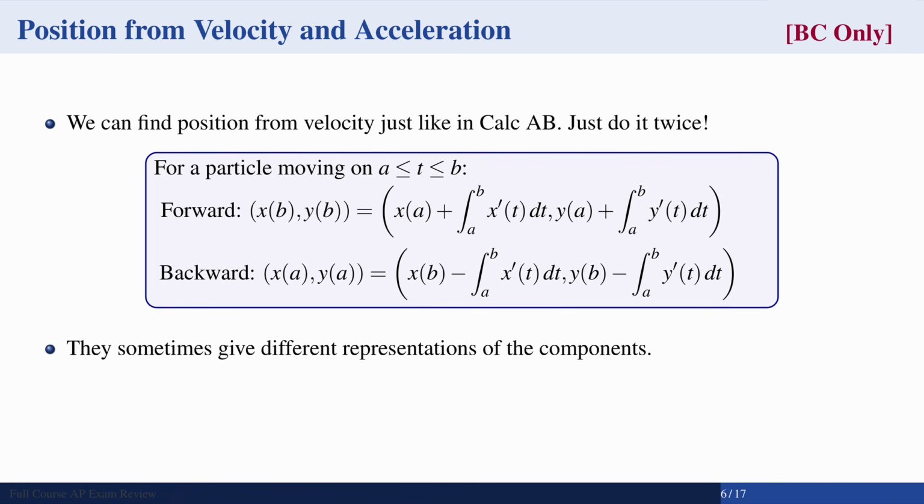I will say they also sometimes give different representations, so maybe they'll give you the actual graph of x, but then they'll give you a table of values for y prime, and they ask you to do like a Riemann sum to figure out the y value, and then you just have to read a graph for x. Any number of combinations there could occur. We know how to deal with all of those, so it's not really a big deal.